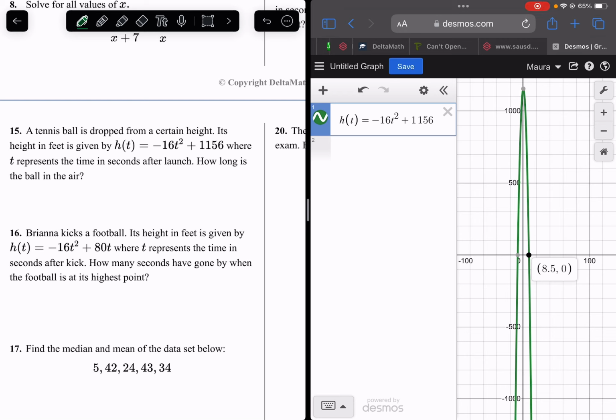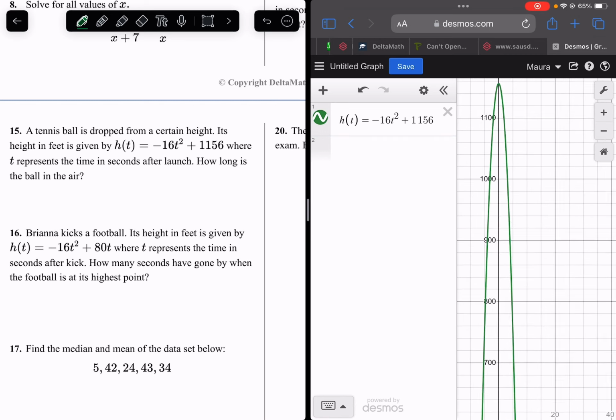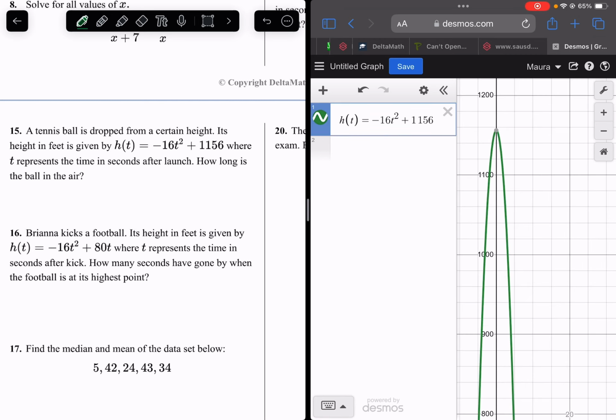And it says a tennis ball is dropped from a certain height. Its height's given by this function, where t represents the time in seconds. How long was the ball in the air? So you could see that this one wasn't launched up, right? It was just literally dropped.